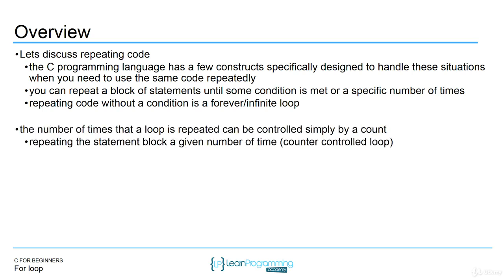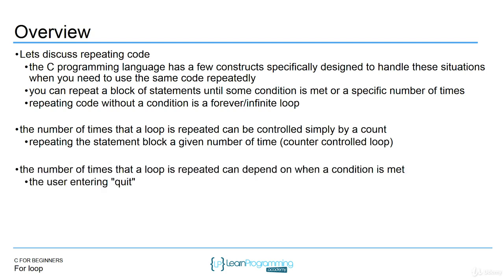The number of times that a loop is repeated can be controlled simply by a count. There are two types of loops that you can do: a counter-controlled loop or a sentinel-controlled loop, as they call it. A counter-controlled loop means that the loop runs 10 times, 20 times, 30 times, a specific amount of times. It repeats the same statement block inside the loop a number of times. You can have another type of loop where it's not counter-controlled. It may run 5 times, it may run 100, it may run 20. It all depends on a condition, a variable or something.